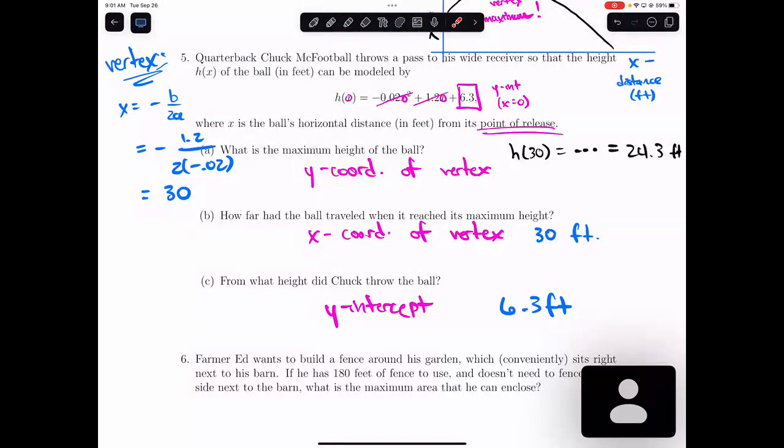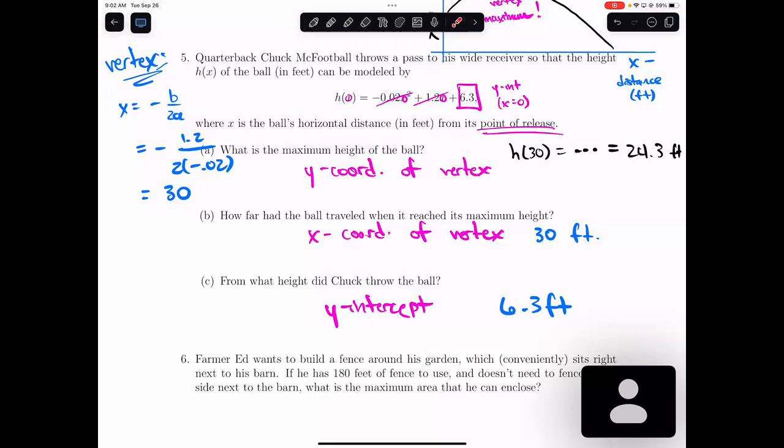We do have a quick little shortcut formula to get the vertex. The vertex is at negative b over 2a for the x value, and then plug that back in to get the y. Again, the vertex is important in a lot of applications and for a lot of reasons, so we want a quick way to get that.